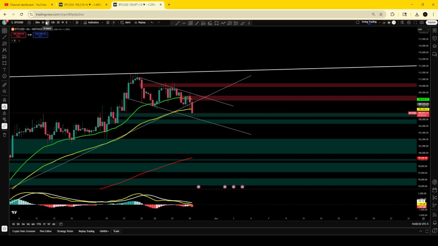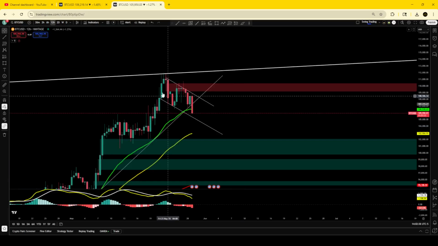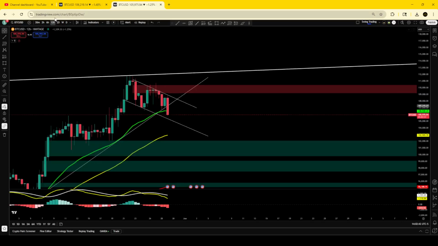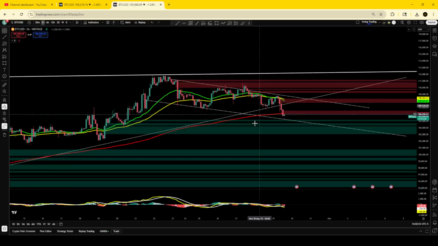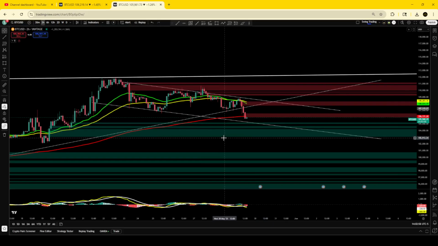And this is what it looks like on the 12 hour. Now, hopefully, price just goes up, but only time will tell. And I basically would just do the same thing on the 2 hour as well. Now, this may be a 2 hour flag.